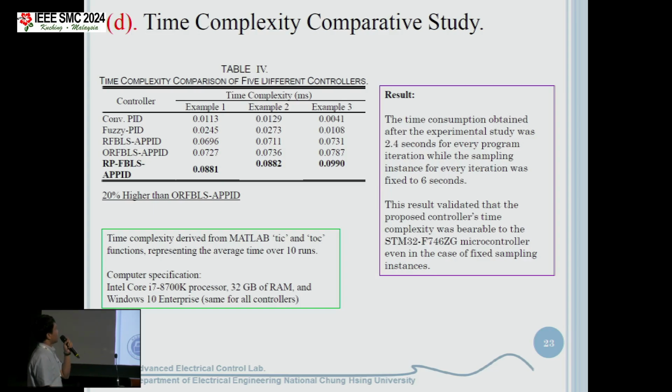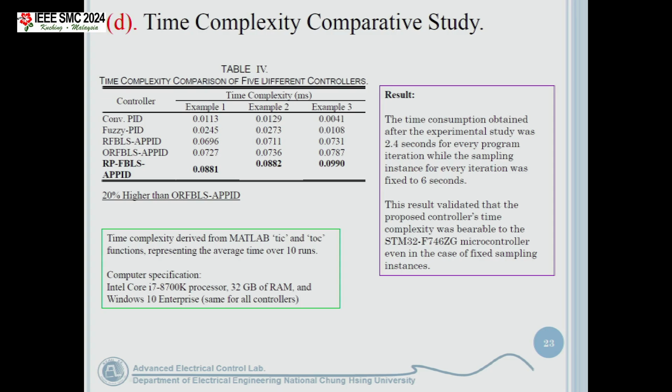And how about the time complexity study? For this system, compared with our last study, which is ORF-BLS FPPID, which we have published before, it is 20% higher when comparing using the TIC and TOC functions in MATLAB itself. And this is our computer specification.